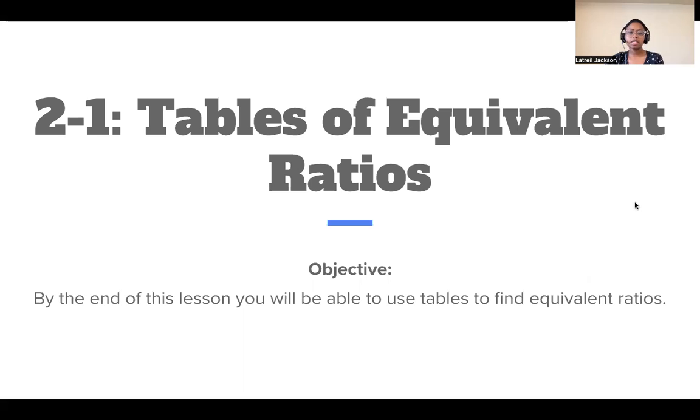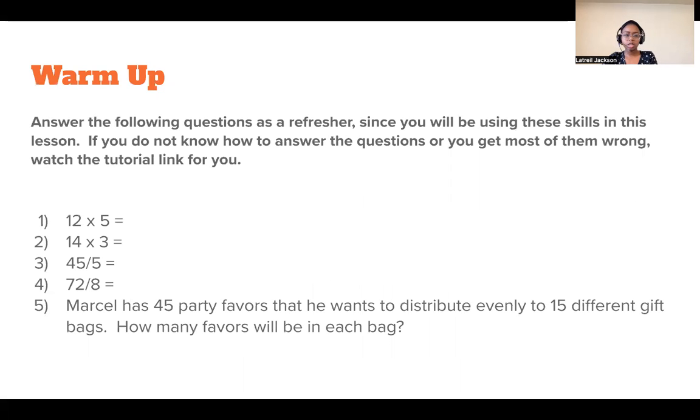So in this video, we're going to be learning about tables of equivalent ratios. And our objective will be that by the end of this lesson, you'll be able to use tables to find equivalent ratios. So let's start with a warm-up.